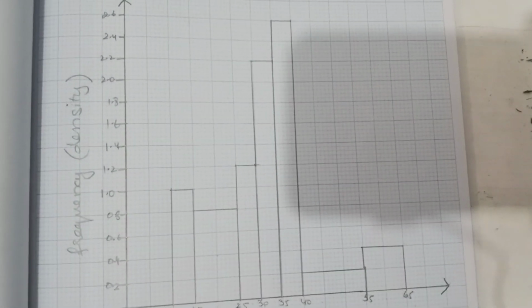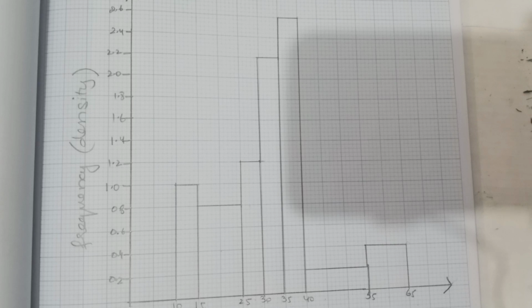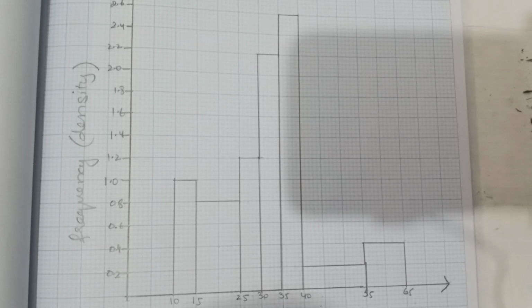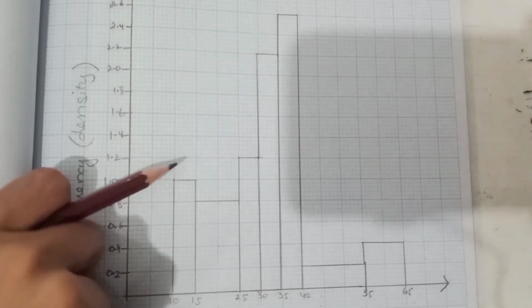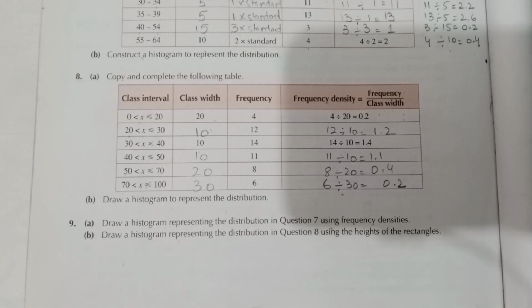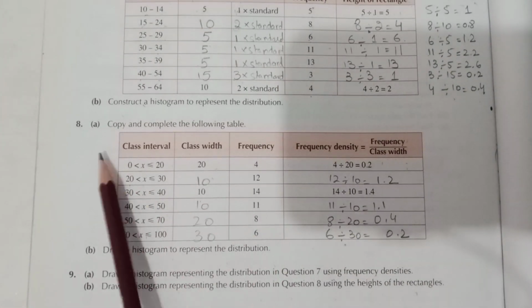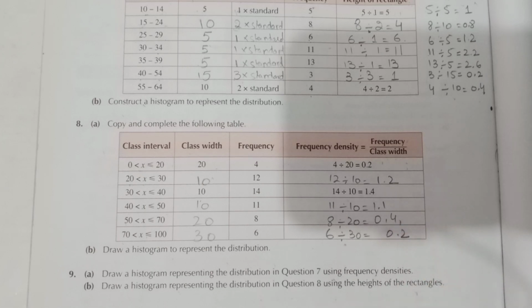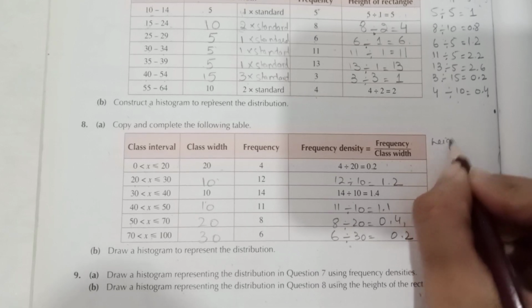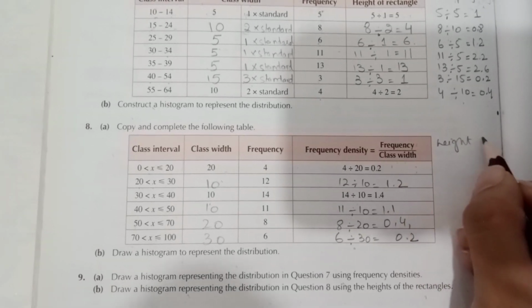Now students, that is the histogram for question number 9, part A, which is between class width and frequency densities, and question number 9 part A is solved. Now students, question number 9, part B, draw a histogram representing the distribution in question number 8 using the height of the rectangle. That is the question number 8 table, in which the height of the rectangle is not given to us. We have to find the height of the rectangle first, then we draw the histogram.